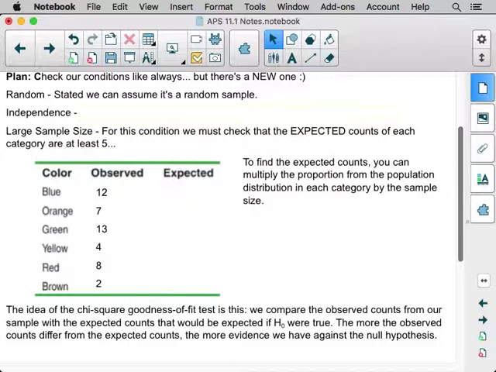Independence, is it safe to say the sample is less than 10% of all M&Ms out there? Is that a safe assumption? Oh, yeah.